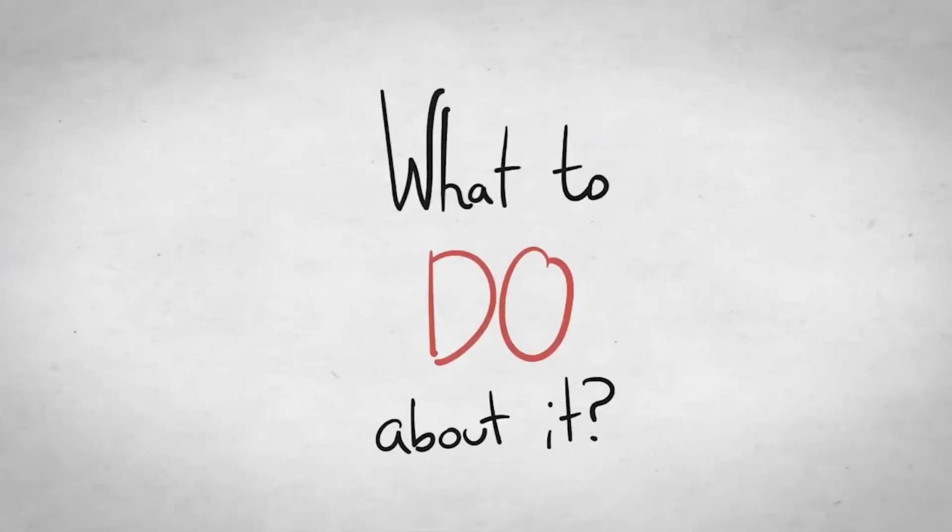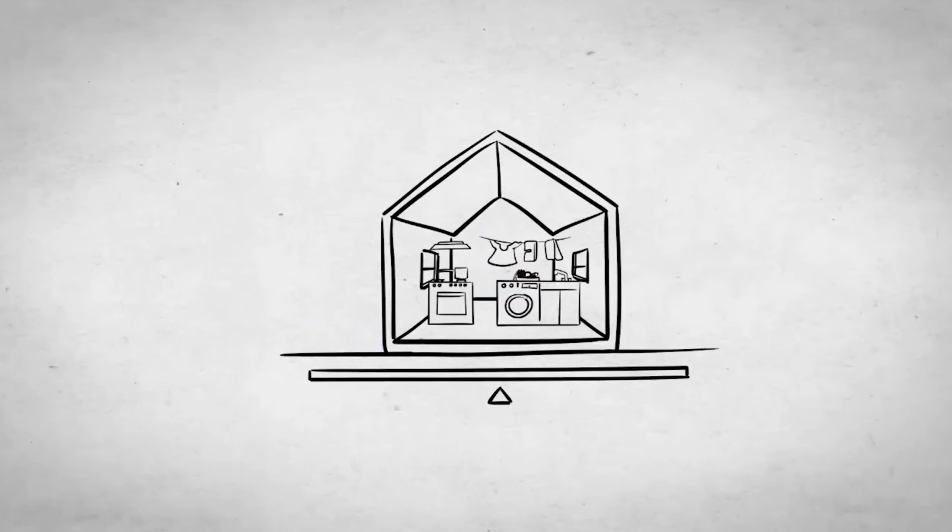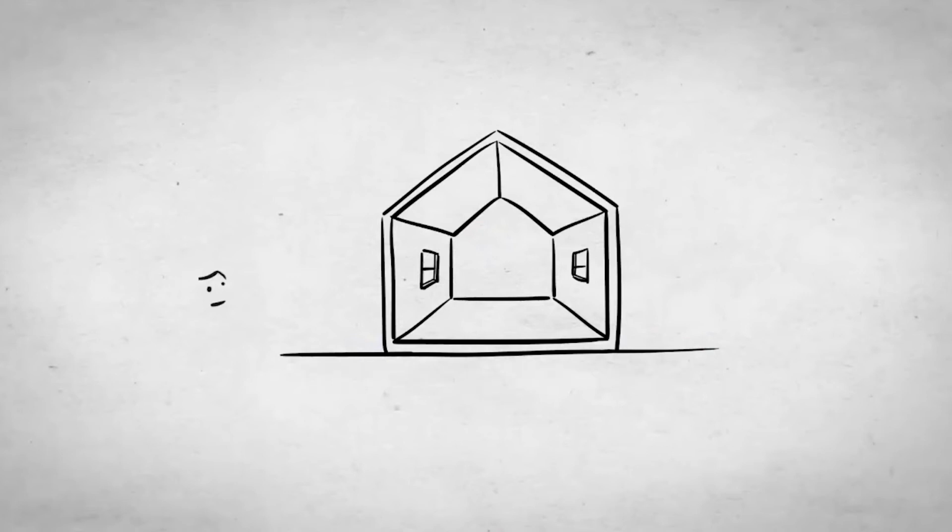What to do about it? There's a lot to think about, but the key is to hold on to the idea of balance. The balance between the water, outside and in, your house, and your activities. Firstly, understand your building and how it was designed to work and stay healthy.